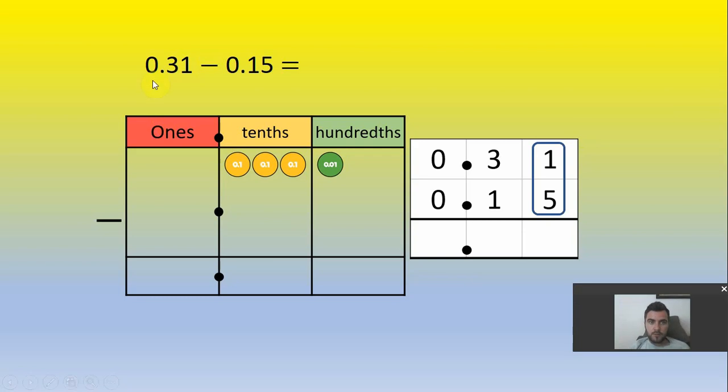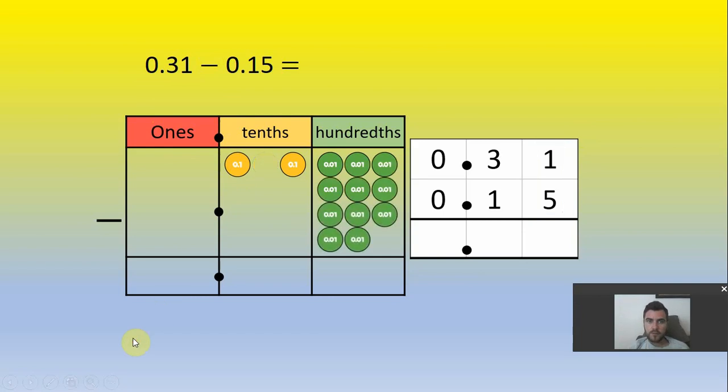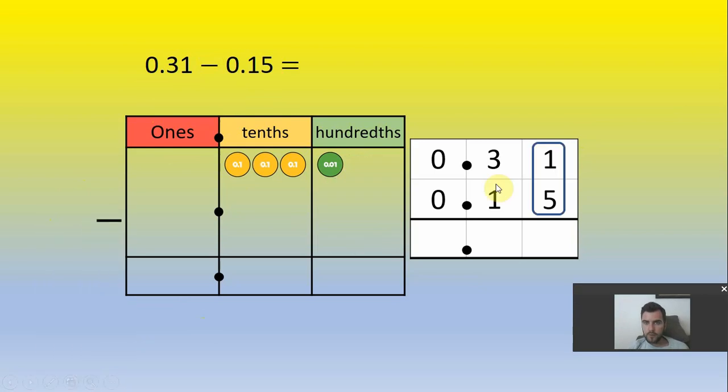Okay, so 0.31 is represented here. Okay, you've got 3 tenths and 1 hundredth. And we're taking away 0.15, so 15 hundredths. I've gone one step too far down on my model. So first thing I do here is we always subtract, remember, the smallest column first. Okay, in this case it's our hundredths column.